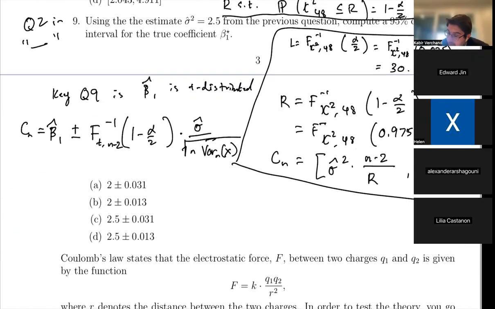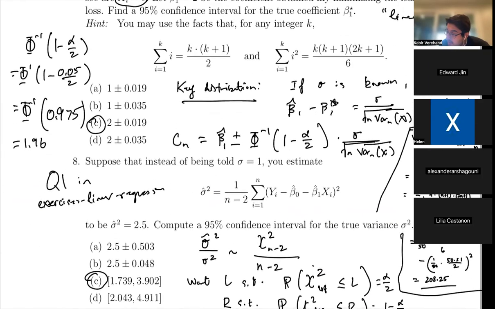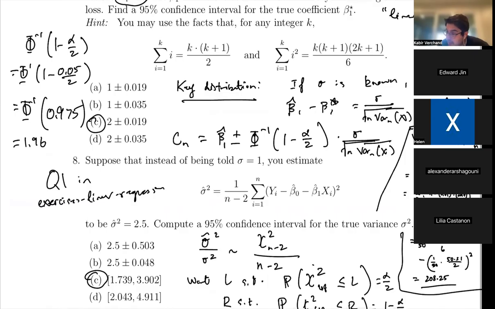So let's write these all down. This is equal to 2 plus or minus 2.01 times sigma hat, that's the square root of this, the square root of 2.5. And the square root of 2.5 is what? It's 1.58. In the denominator, we have an n, which is 50. And then we have the empirical variance, which we already computed, is 208.25.